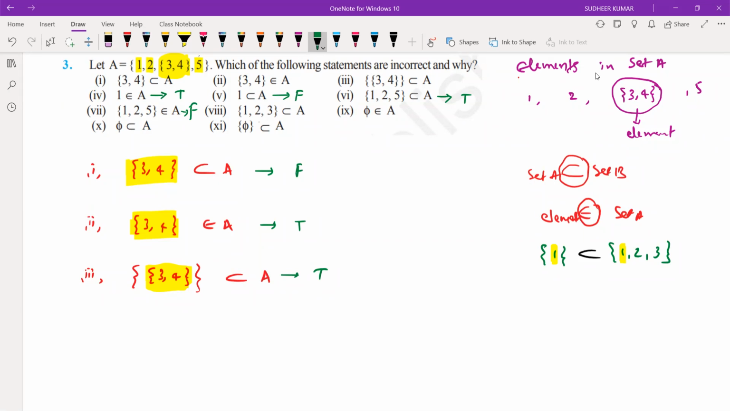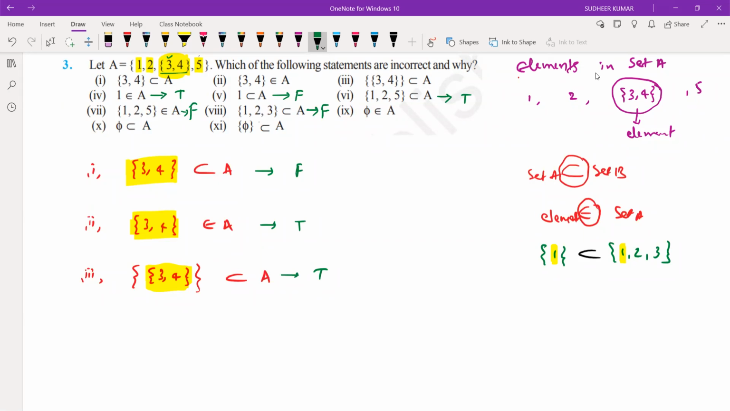Eighth one: set of 1, 2, 3 is a subset of A. False, sir. Why is it false now? Because 3 is given in brackets, sir. 3 does not belong to set A. You should not consider 3 separately here. Here, this whole element is the set of 3, 4 only. 3, 4 separately we cannot take. So that is why it is false.